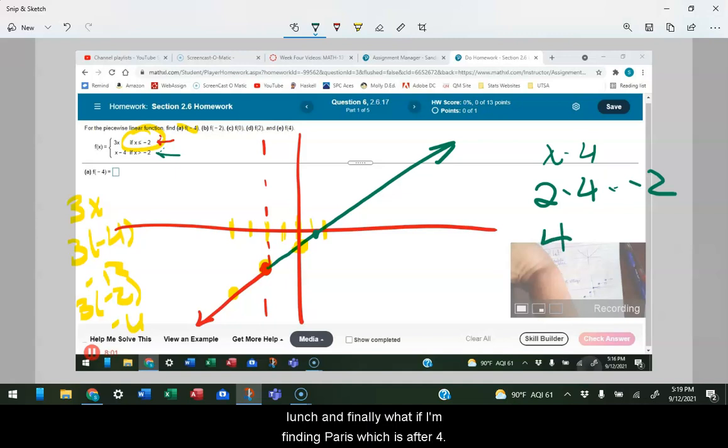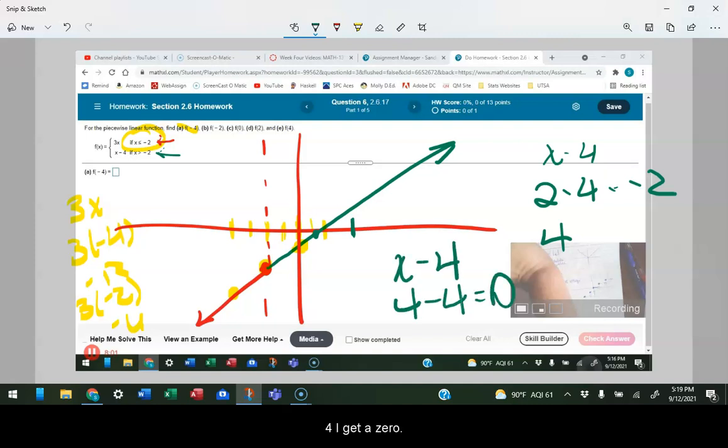And finally, what if I'm finding part E, which is f of 4? So if I'm doing part E for f of 4, where is 4? 4 is right here-ish. Okay, it's a sketch. It's not a perfect drawing. So if I grab my green line, which is x minus 4, and shove in a 4, I get a 0. Okay, so actually this right here would be 4, because the point 4 comma 0 is on the line.